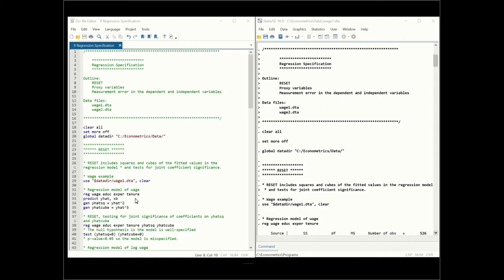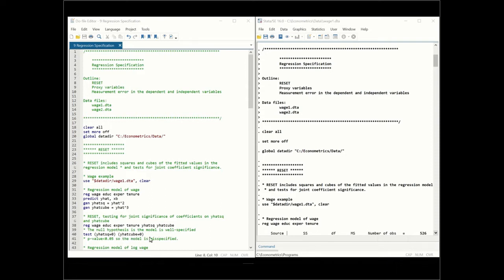So once the model is estimated, we will predict the fitted values. I will call this y hat, and then I will generate a variable called y hat squared. So I will take the y hat above and square it, and y hat cubed, I will take the y hat and cube it. So in the RESET, we would be testing for joint significance of the coefficients on y hat squared and y hat cubed.